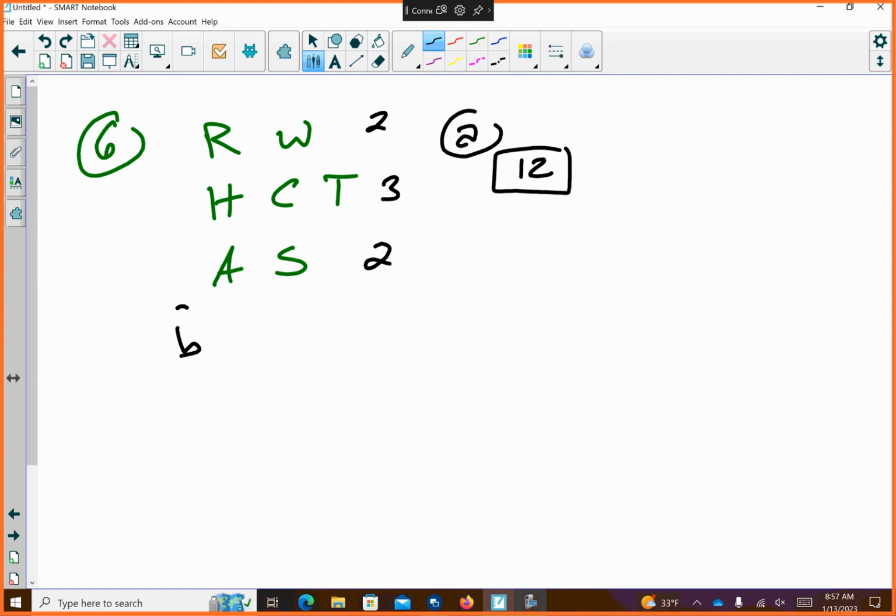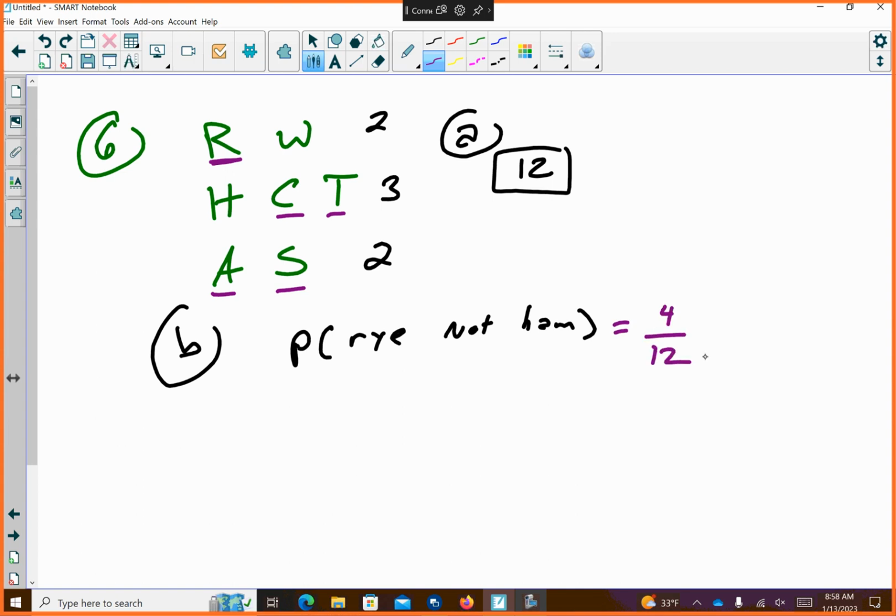For letter B, what is the probability that the sandwich has rye bread but not ham? Rye bread but not ham. Okay, so I have rye bread, this and this, this and this. So I have 2, 2, and 1. 2 times 2 is 4. 4 times 1 is 4. So I have a 4 out of all 12 of my sandwiches.